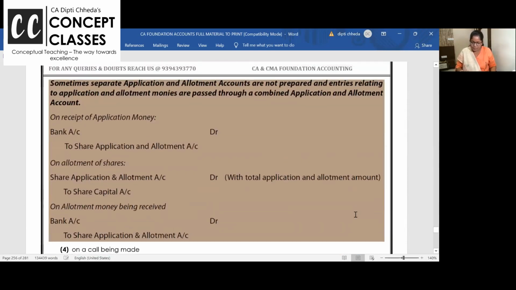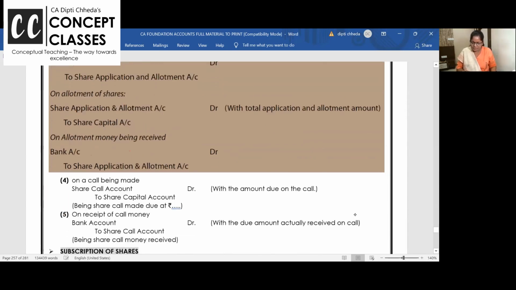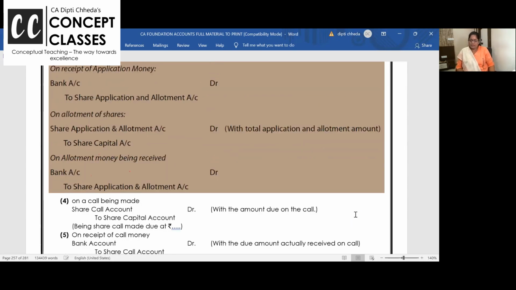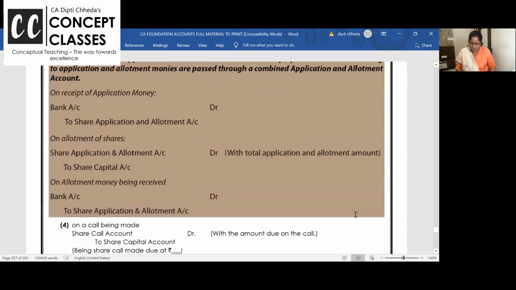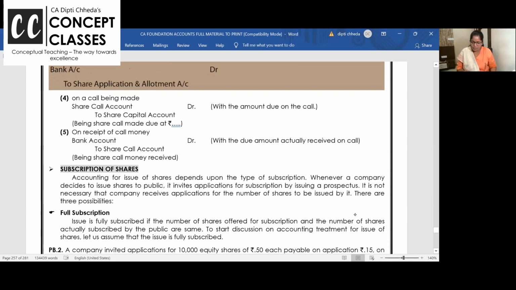Now, sometimes application and allotment are all done together. So bank to application and allotment, application and allotment debit to capital. Yes, on allotment. So you can do it like this together also. Now when first call is made, share call account debit to capital and bank to share call.